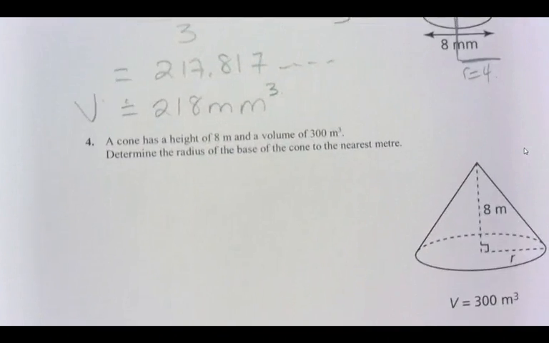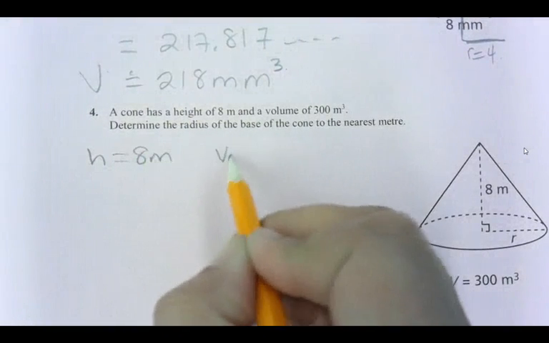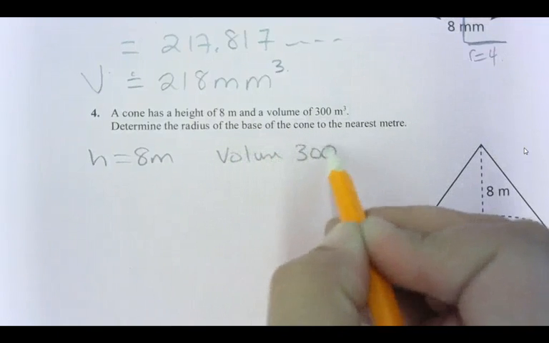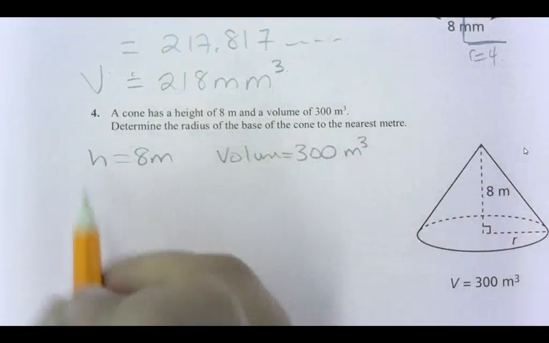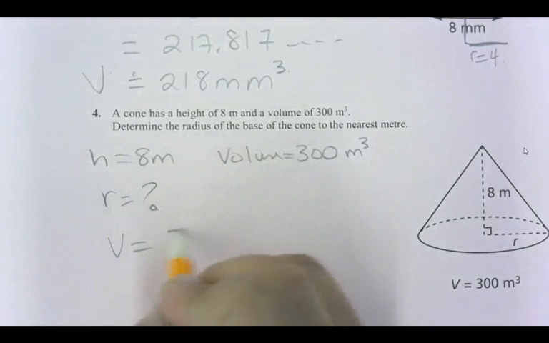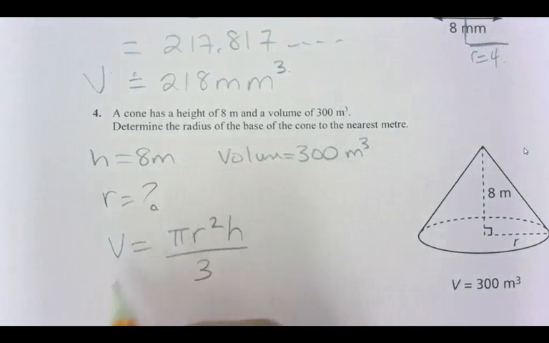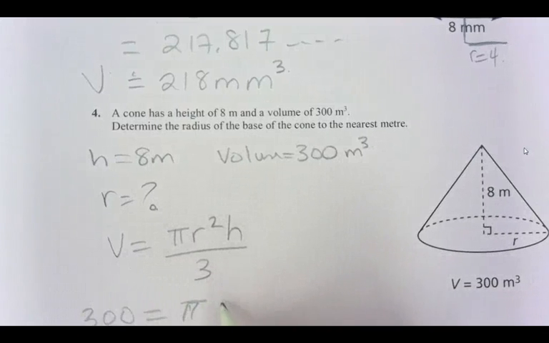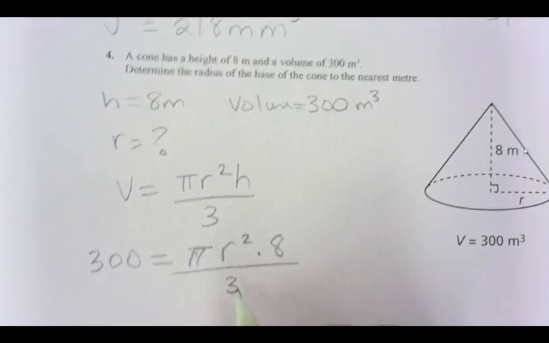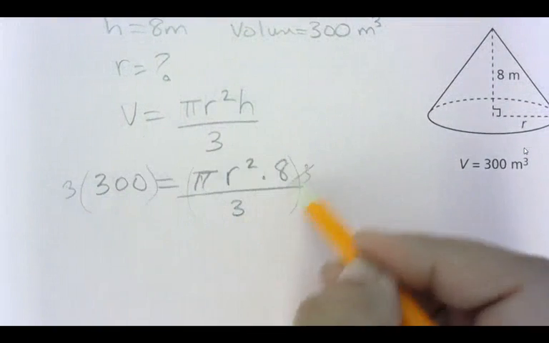Okay, and then the last question here. It tells me that the height is 8 meters. The volume is 300 meters cubed. And I need to figure out r. All right, so my formula is pi r squared h over 3. And so I need to plug in what I know and solve for what I don't know. So I'm looking for r, times 8 over 3. So multiply both sides by 3. Then that cancels with that.